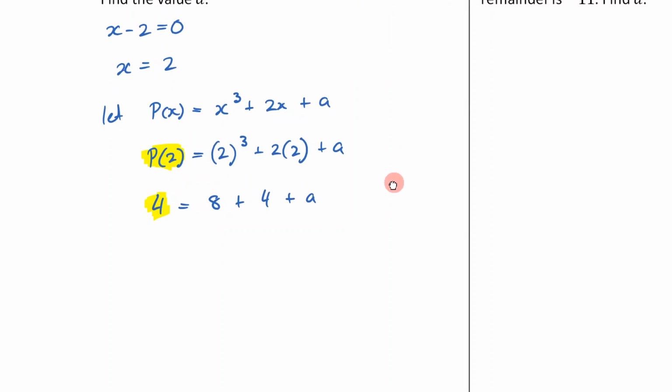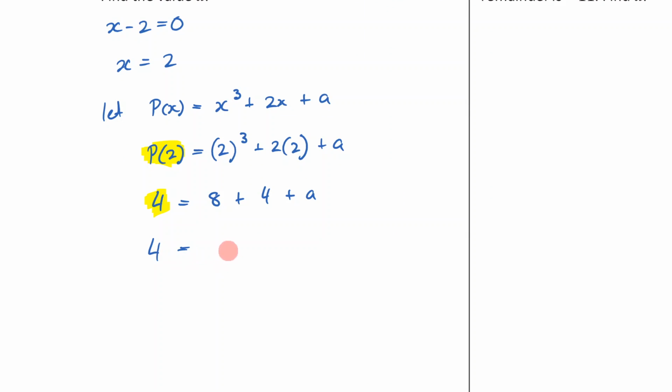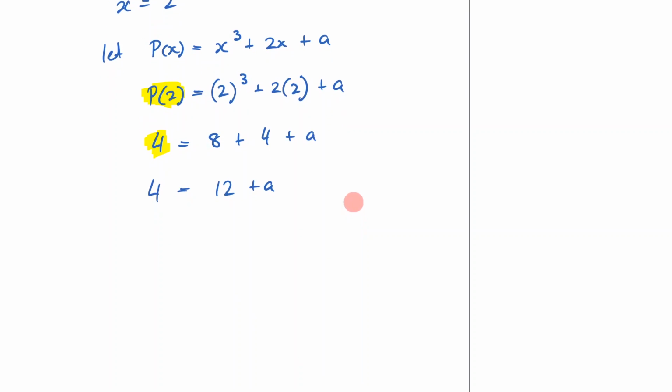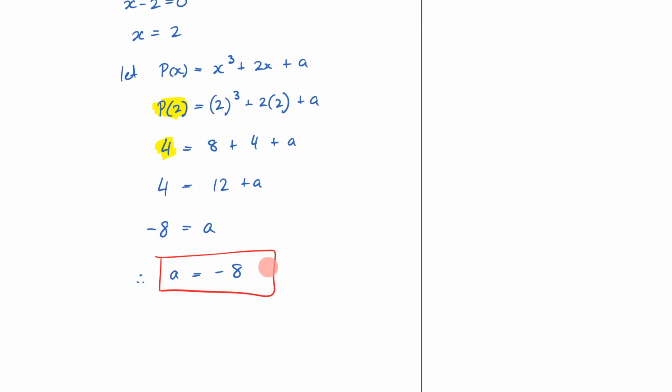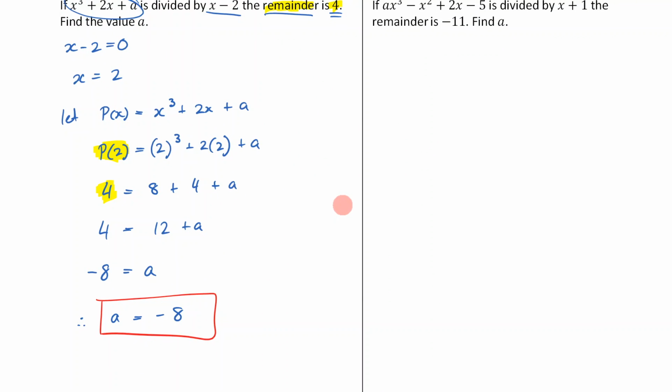So let's do that. 8 plus 4 is 12. Then I'll minus 12 to both sides, and I'm going to end up with negative 8 is equal to a. So therefore, a is equal to negative 8, and that's my answer. That's how I approach these types of questions. So just slowly and methodically work your way through it and you will be fine.